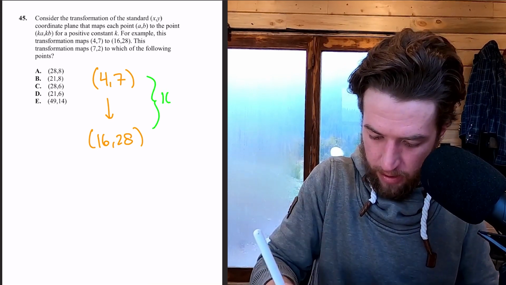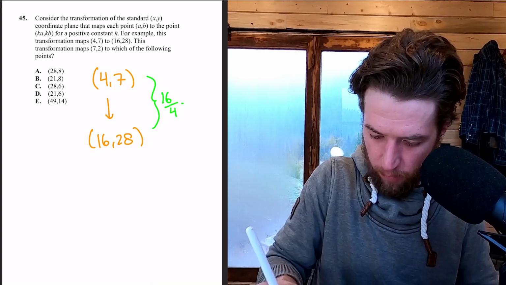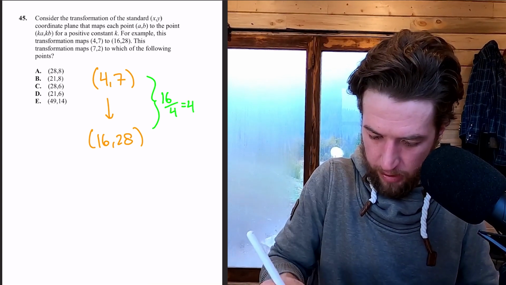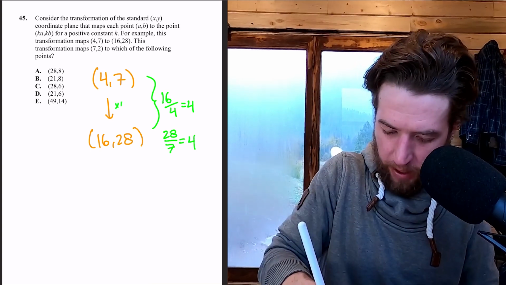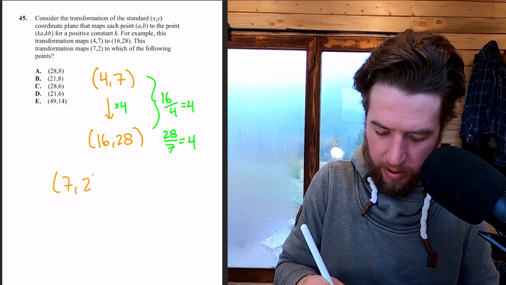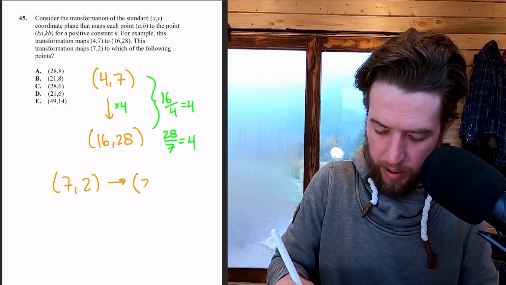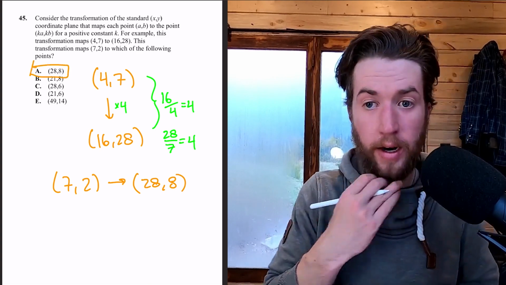16 divided by 4 is 4, and 28 divided by 7 is 4. So it looks like the multiplying factor is x4. To go from 7, 2, we multiply both by 4, and we get 28, 8. Looks like A. All right, back on a roll.